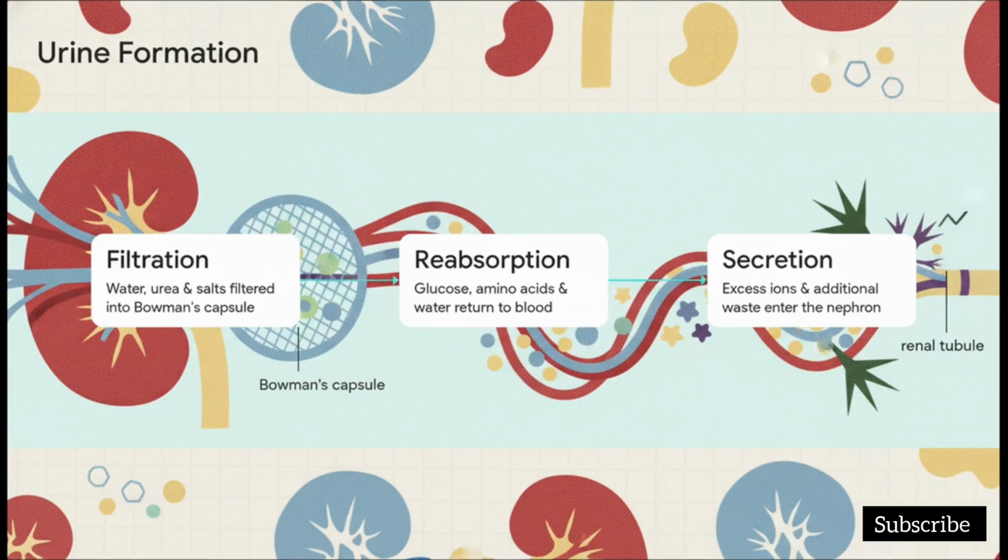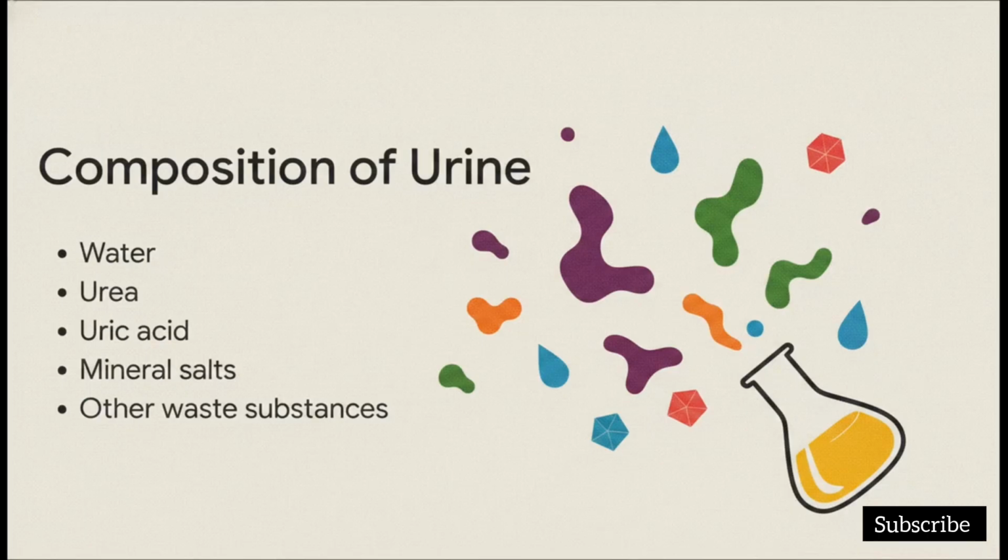Any remaining excess ions and extra waste are forcibly pushed into the renal tubule of the nephron. So basically, the kidney smartly keeps the good stuff and aggressively dumps the bad. And the end result of those 3 complex steps?